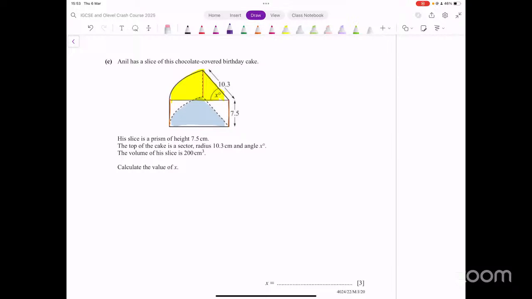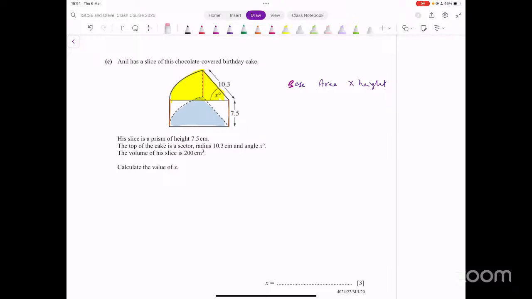What's the volume of a prism given by? It is base area into height. Base area, or you can say area of cross section times the height. Okay, base or cross section, this identical face that you have on both sides, this is called the base or the cross section. And the height is the distance between those two faces, that is 7.5.